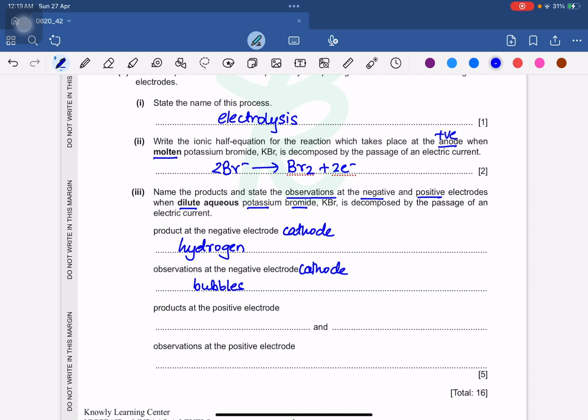Products at positive electrode. Now at positive electrode, there will be two products, because for the positive electrode, the equation will be 4OH minus gives out 2H2O plus O2 plus 4e minus. So in this case, we are getting two products, which is oxygen and water. And positive electrode is the anode. Observation at positive electrode will again be bubbles, because oxygen gas is formed.